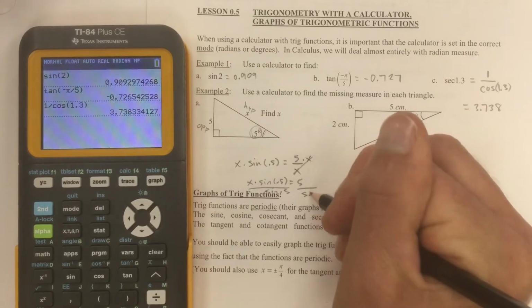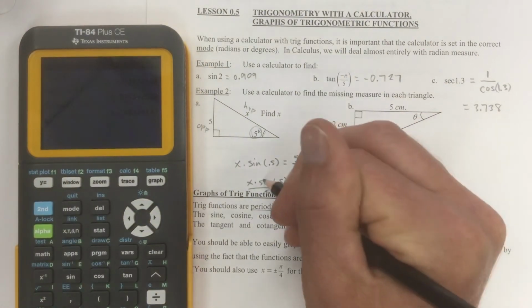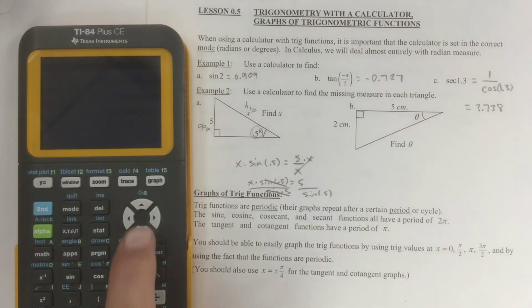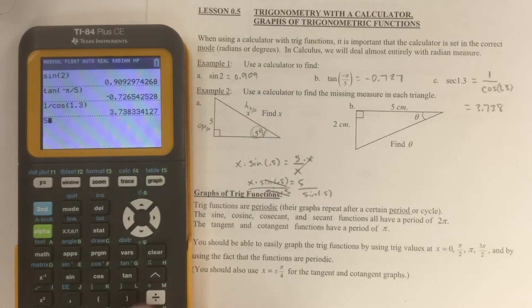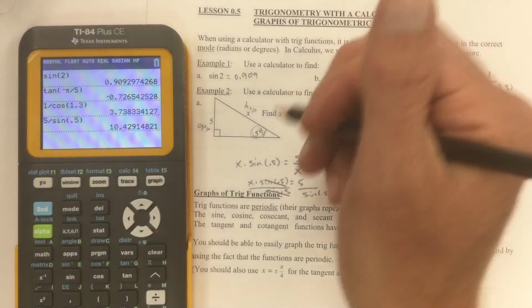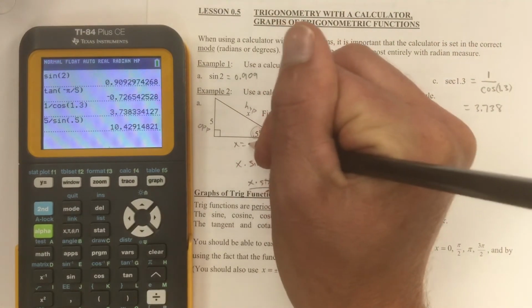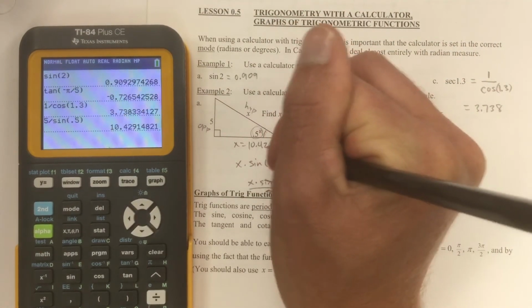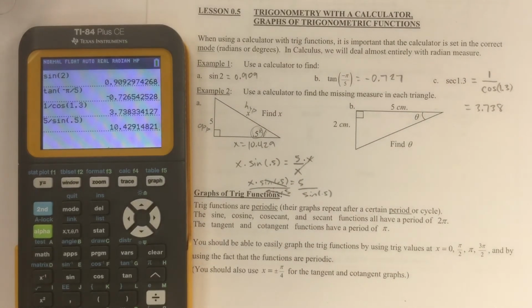Divide by the sine of 0.5. So those cancel out, and that leaves me with that. My answer ought to be 5 divided by the sine of 0.5. Okay, plug that in our calculator. Our answer comes out to be, our hypotenuse x is equal to 10.429. So set up your trig ratio. Once you have your trig ratio set up, you just have to solve it from there.